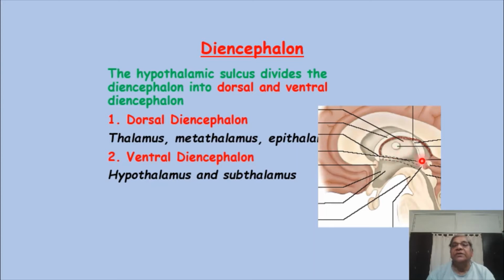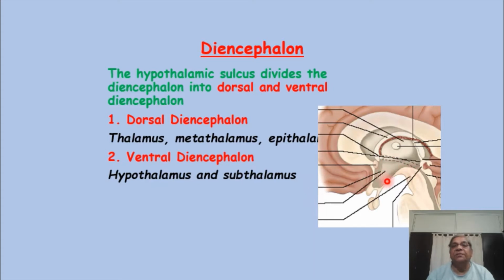What I was calling the thalamus, you call the dorsal diencephalon, and below the hypothalamic sulcus you call the ventral diencephalon, because this is the ventral aspect of the brain. Now the dorsal diencephalon consists of the thalamus, metathalamus, and epithalamus. Thalamus you are seeing here; the other two parts, metathalamus and epithalamus, I will explain in the next few slides. So don't bother about them right now. Just concentrate on the thalamus.